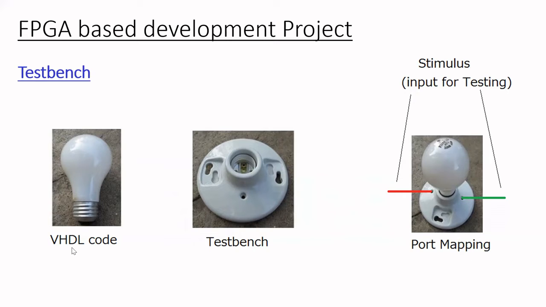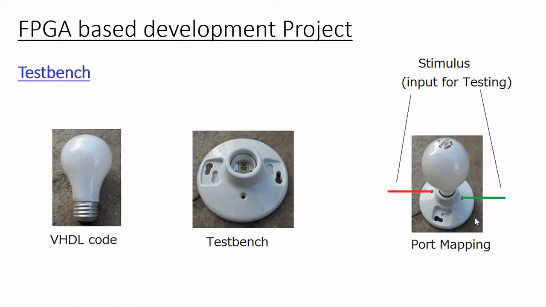The code is the design under test. The test bench is a place where you will put your design to test. Port mapping is where you join the input and output ports of the design and the test bench. And stimulus is where you apply the plus minus. So this is what we are going to have: VHDL code, test bench, port mapping, and stimulus.